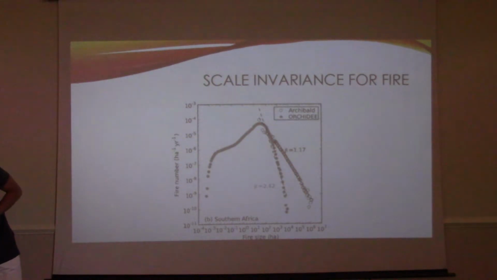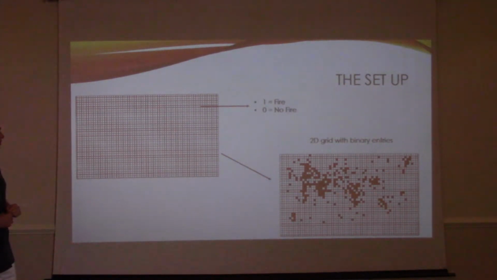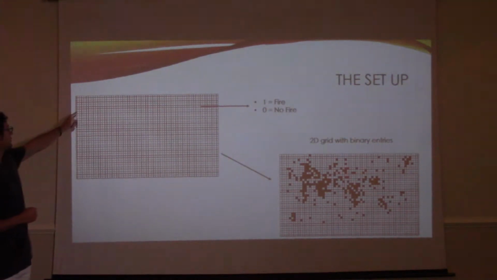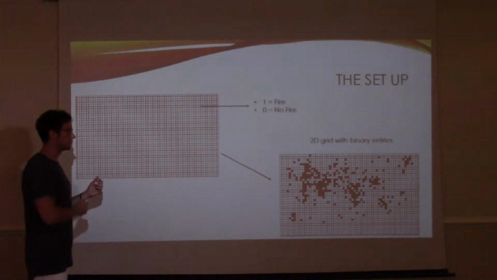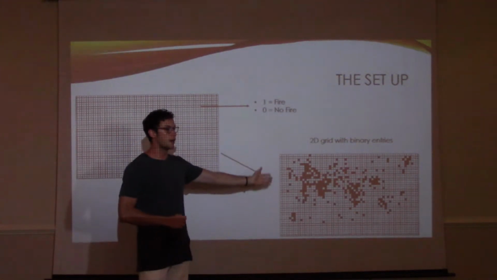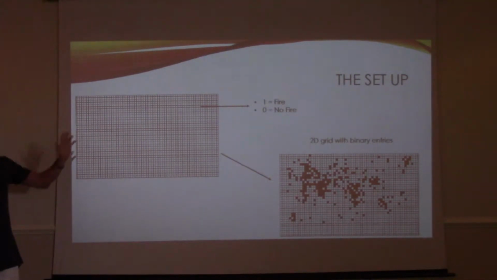Now, the setup that she has is that you take a plot of land, sort of quartered into these boxes, and each point, if there was a fire in that year, you assign a value of 1, if there was no fire at the end of the year, you have a value of 0. So what you get is a 2D grid with binary entries, ones or zeros. All right? Now, keep this in mind.